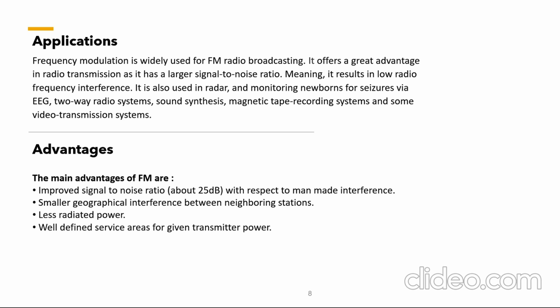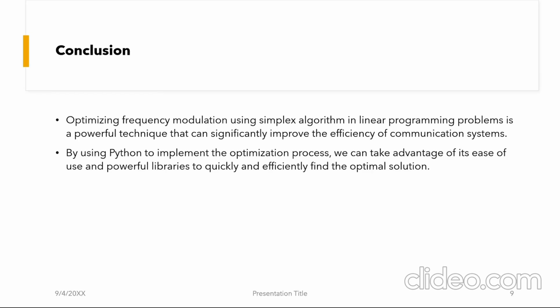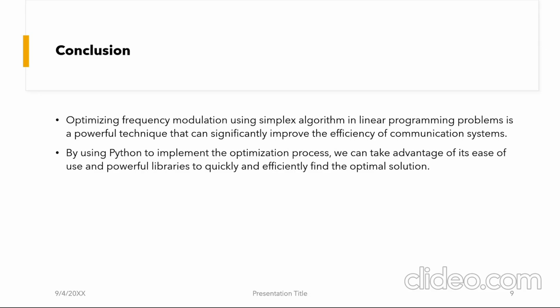And the advantages are given below: less radiated power, smaller geographical interference between neighbor stations, well-defined service areas for given transmitted power, and improved signal to noise ratio with respect to man-made interferences. And this is the conclusion. By using Python to implement the automation process, we can take advantage of its ease of use and powerful approach to quickly and efficiently find the optimization solution.